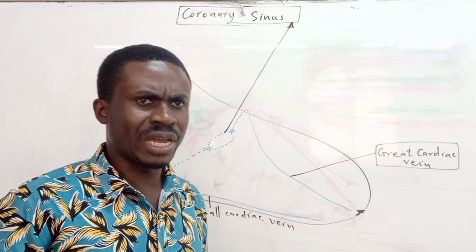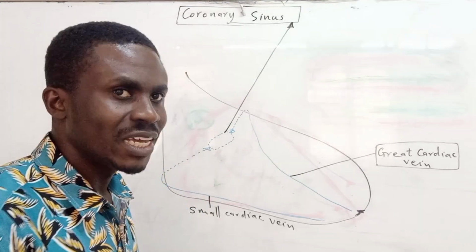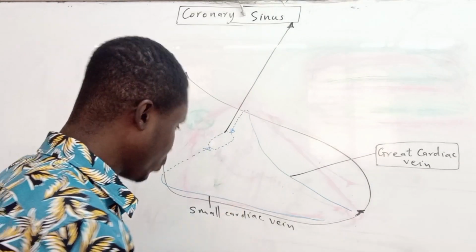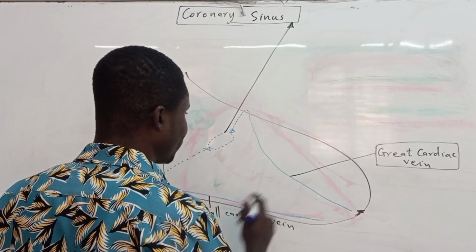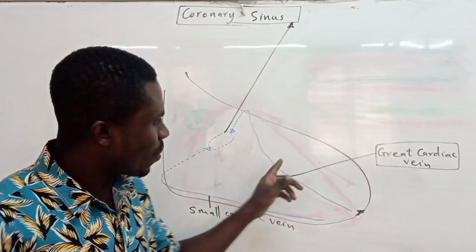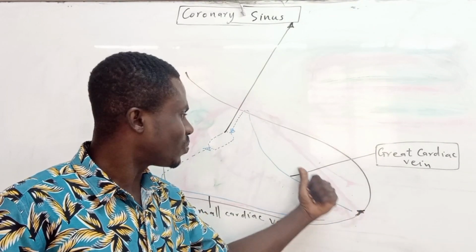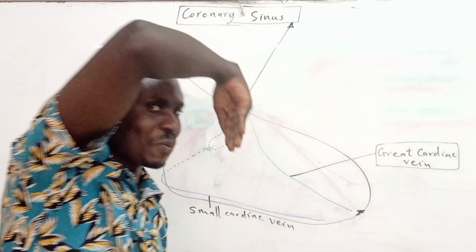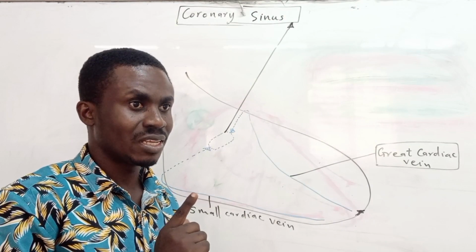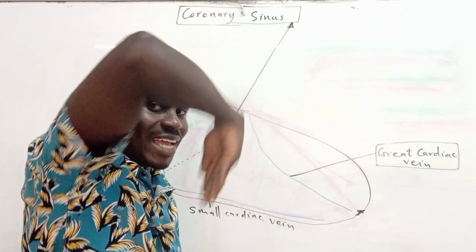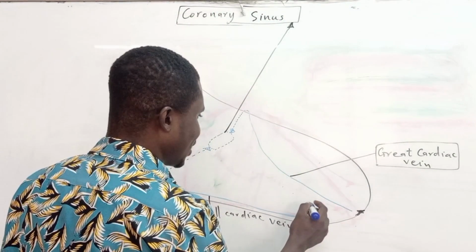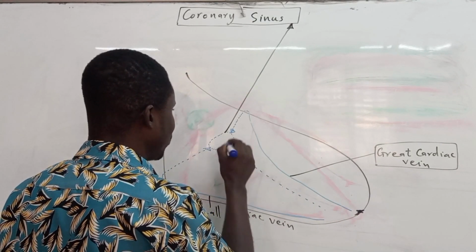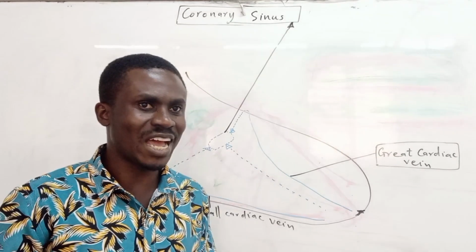Now, are we done? No, we are not done. We have a lot of things to talk about. These are not the only tributaries to the coronary sinus, we also have another vein. Now, this time around the vein, unlike the great cardiac vein, which is running in the anterior interventricular sulcus, will be running in the posterior interventricular sulcus. So there should be another vein running in the posterior interventricular sulcus. That vein, I'm going to use dotted lines to show, running in the posterior interventricular sulcus.